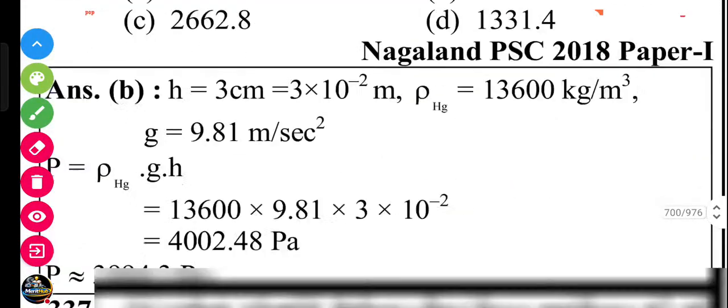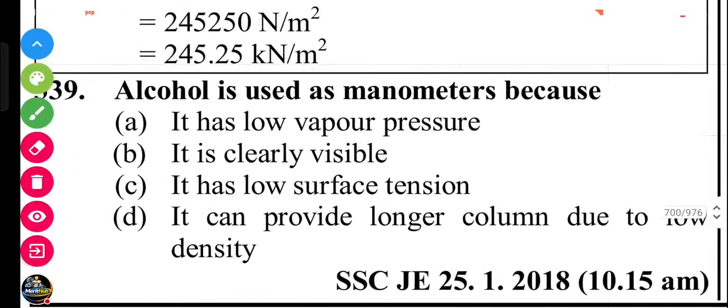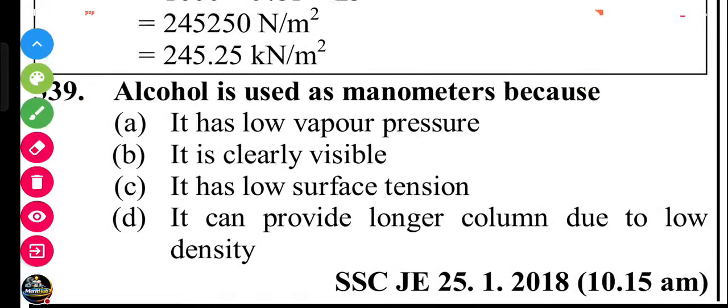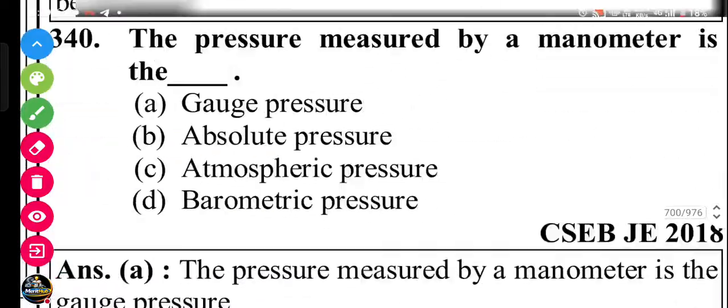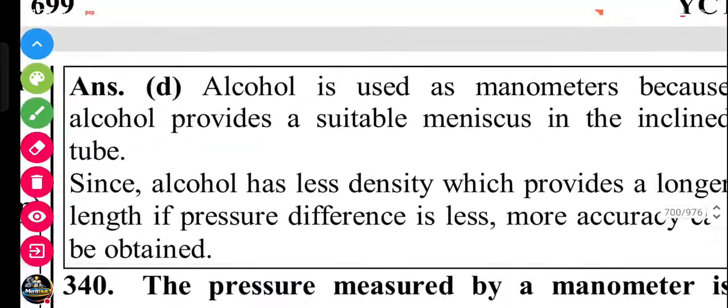Sorry, D is the answer. I was wrong. It can provide the longer column due to the low density. Here is the explanation.